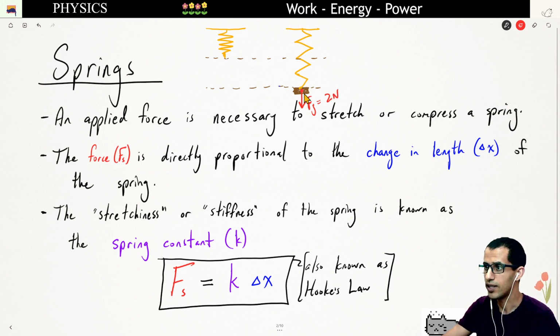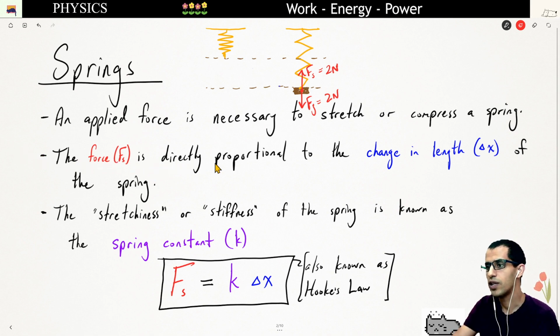At this point, the block is in equilibrium, which means the spring is pulling up with an equal force. We'll label that as F sub S for the force of the spring on the block. So that's also going to be 2 newtons. We're going to be dealing with ideal springs, which means that the force provided by the spring will always be directly proportional to the change in length of the spring.